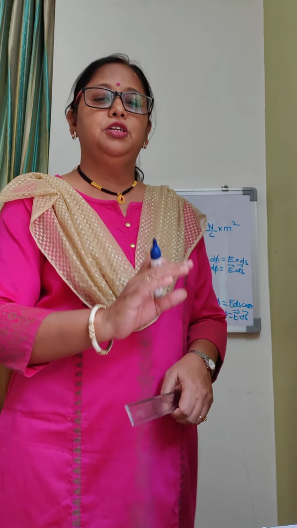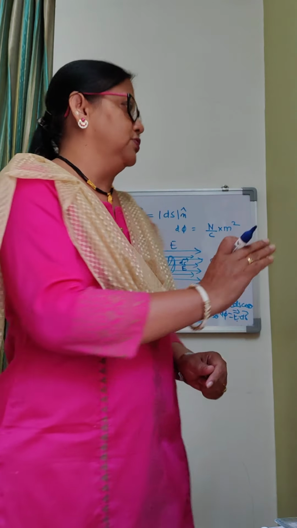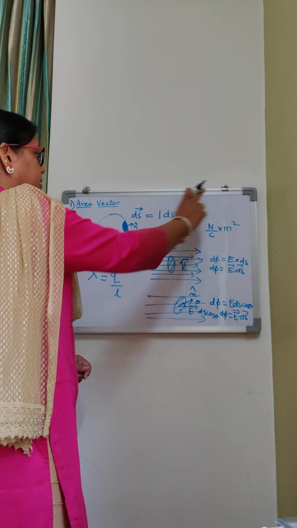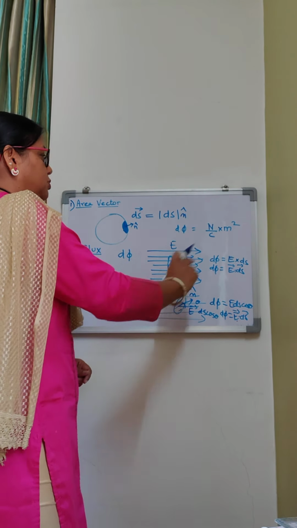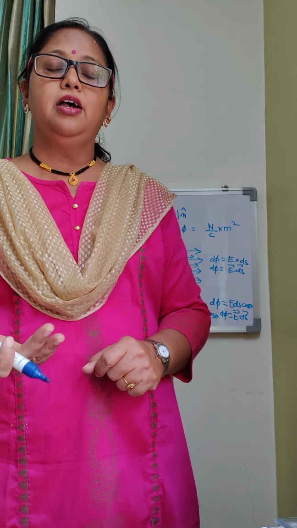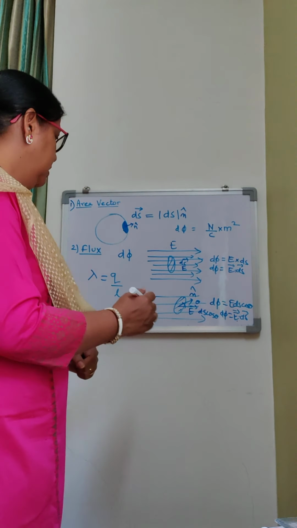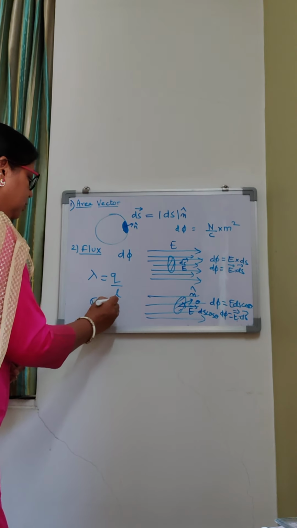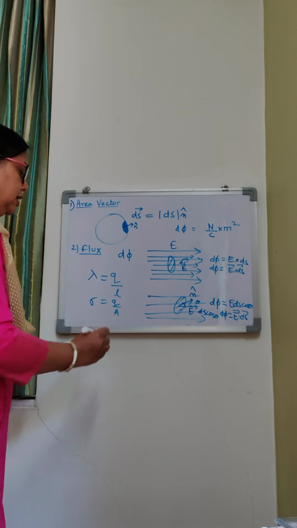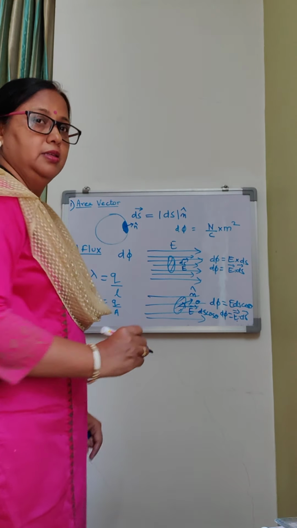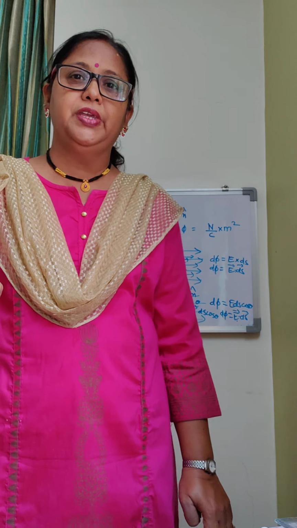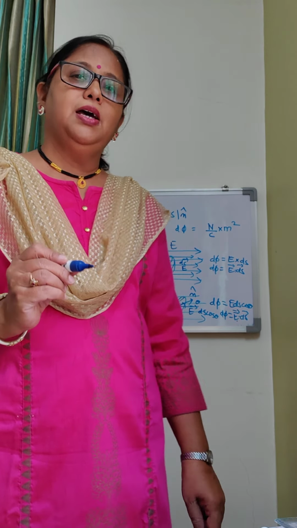If the charge distribution is over a surface, for example, if I have a plane surface and there is charge distributed over this, then in that case, I have the surface charge density, charge per unit surface area. It is defined as sigma is equal to Q upon A, where A is the area. What is sigma? Sigma is surface charge density. What is lambda? Linear charge density, Q by L, Q by A.